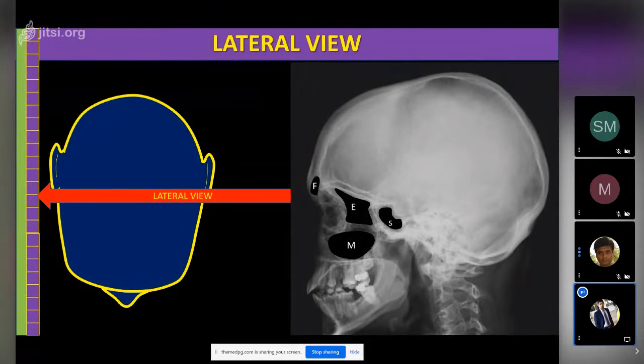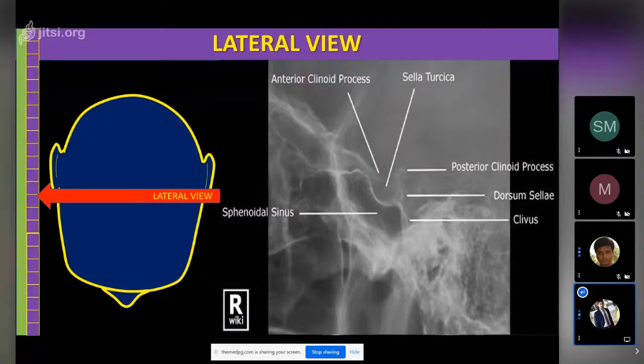This is again the lateral view, the zoomed part of the sphenoid area, showing the posterior clinoid process. You can see the posterior clinoid process, the sella turcica where the sphenoid lies, the anterior clinoid process, and this is the sphenoid sinus. So these are the different parts of the sphenoid sinus that we can see in the lateral view. That's how we do a lateral view.